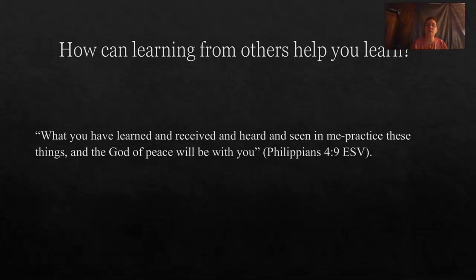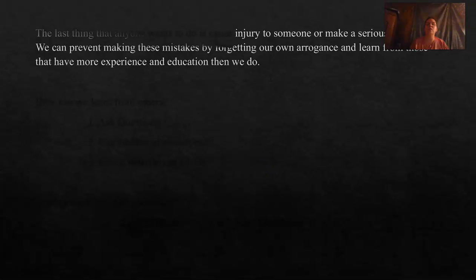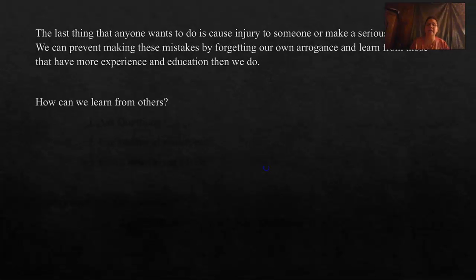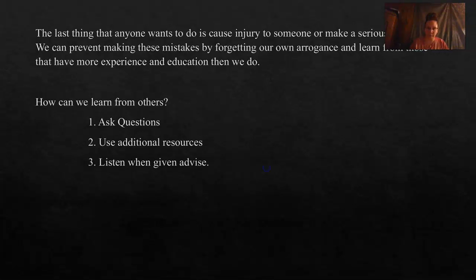Well, if you take what you've learned, you receive it, and you apply it, you can have the peace of the knowledge of knowing that you have done everything in your power to ensure that the care of your patients or your staff has taken priority, and you have not caused any harm in any way. The last thing we want to do is cause injury to someone or make a serious mistake. We can prevent making these mistakes by forgetting our own arrogance and learning from those that have more experience and education than we do. How do we learn from others?